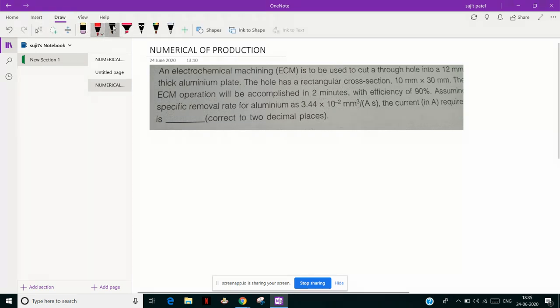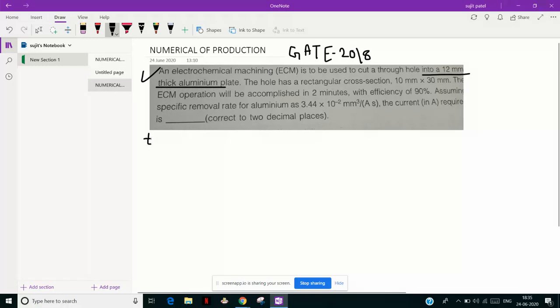And in this, we are solving one question on production, and this has been asked in GATE 2018. I found it very interesting, so I thought let us solve together. Okay, so the question is: an electrochemical machining is to cut a through hole in 12 mm thick aluminum plate.